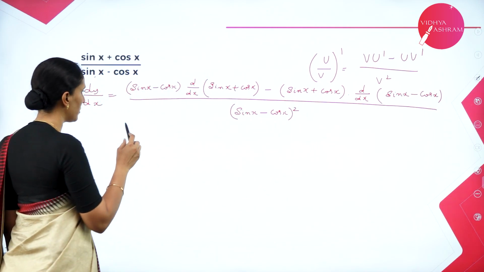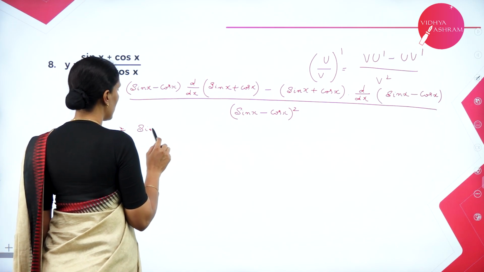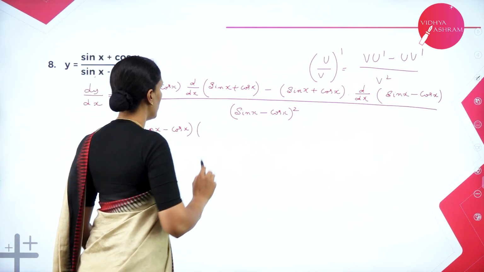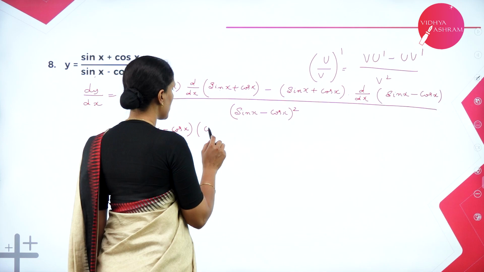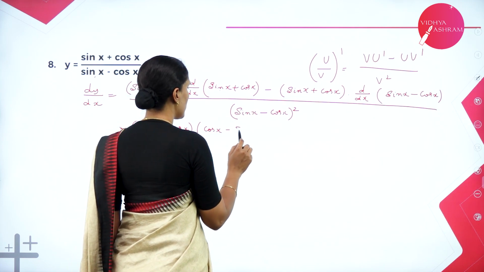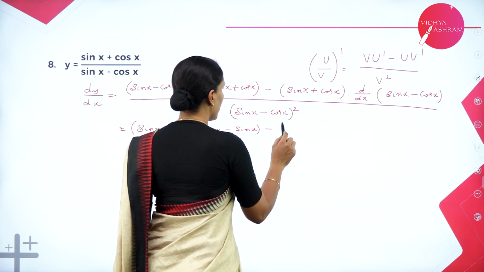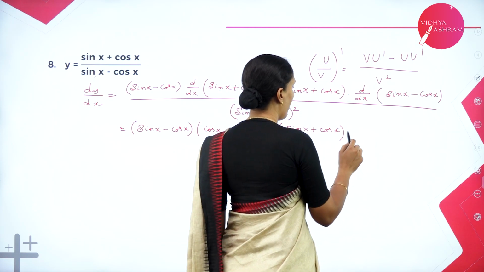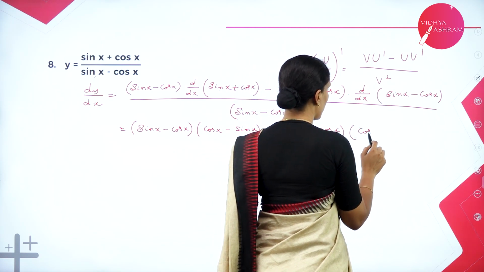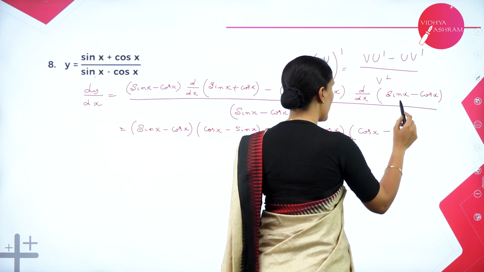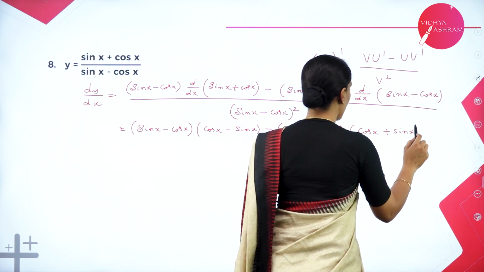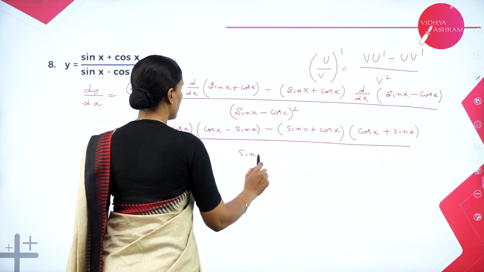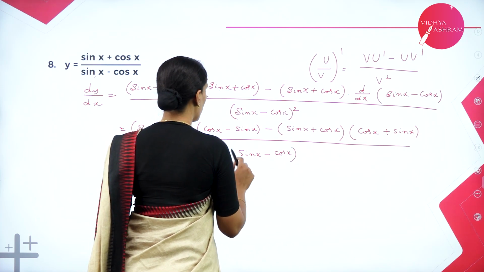Let us find the derivative. So therefore it is sin x minus cos x into, so the derivative of sin x is cos x and the derivative of cos x is minus sin x, minus sin x plus cos x. Here we have the derivative of sin x is cos x and the derivative of cos x is minus sin x, which becomes plus sin x. So whole divided by sin x minus cos x whole square.